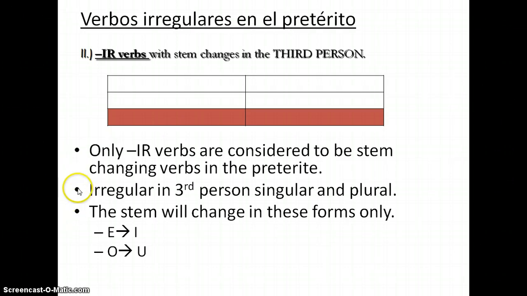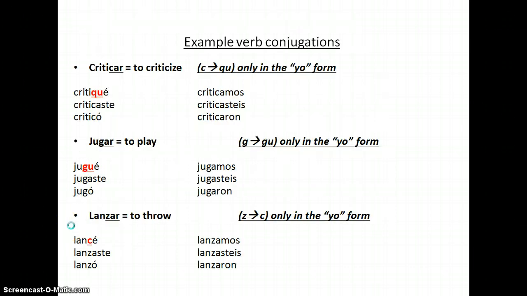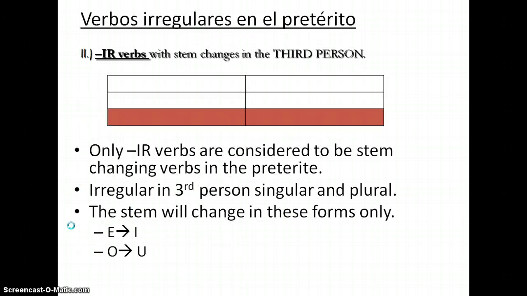These verbs will be irregular in the third person singular and plural. If you note the graph above, I've highlighted that area. And the stem change that will occur will be an E will go to I, or an O will go to a U.